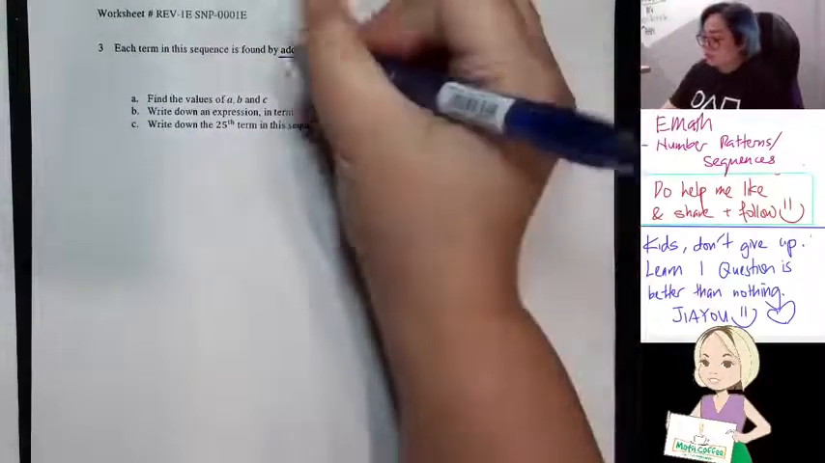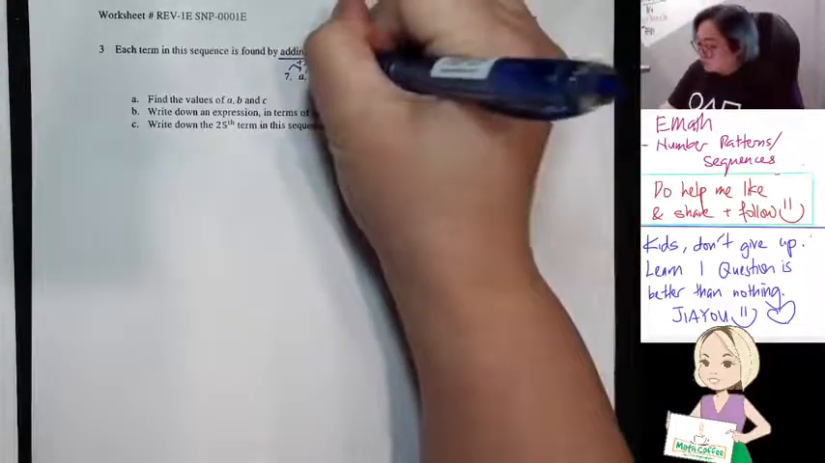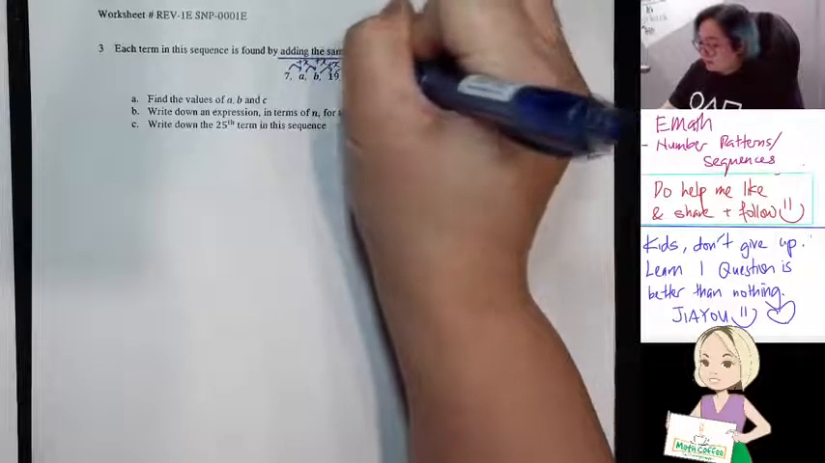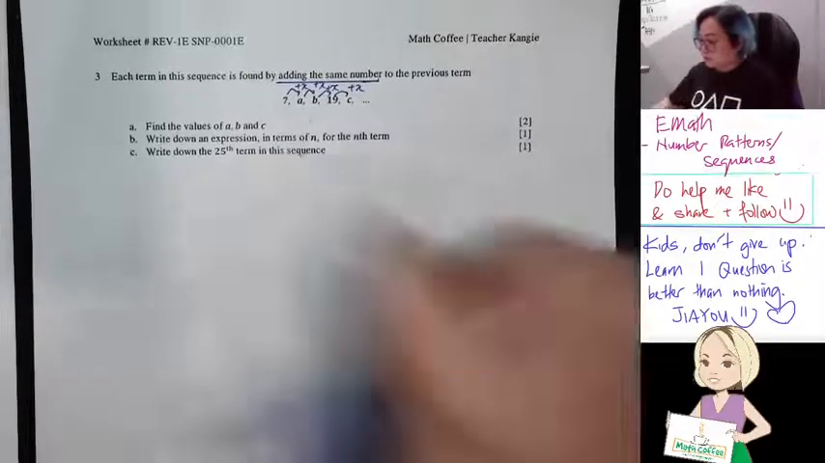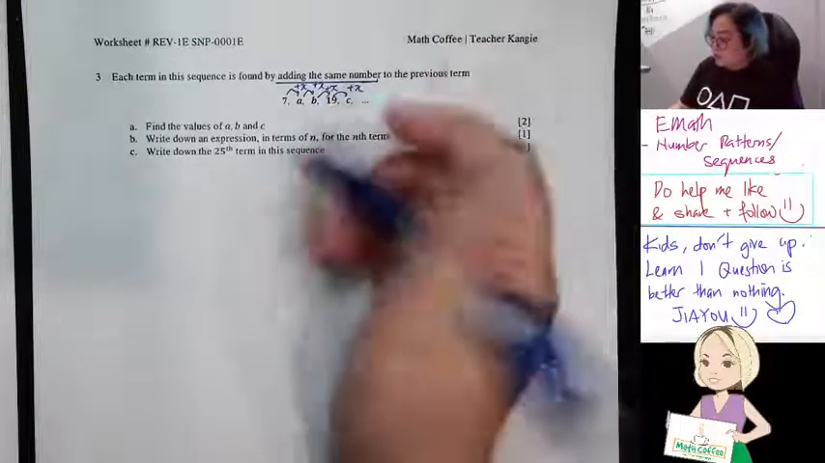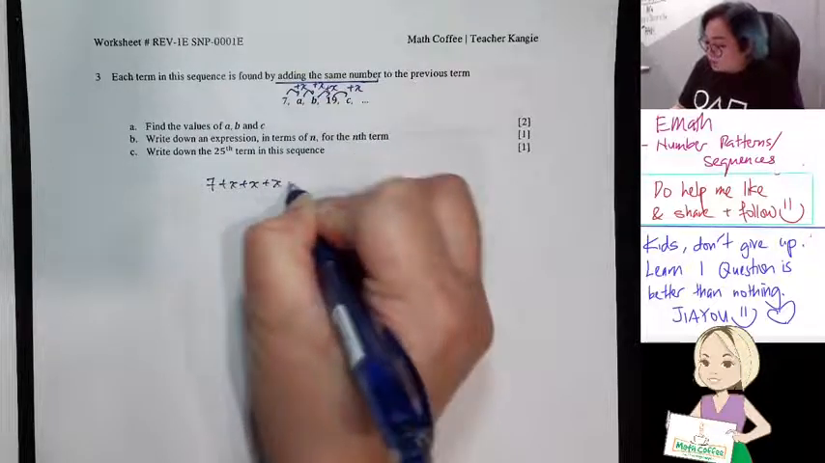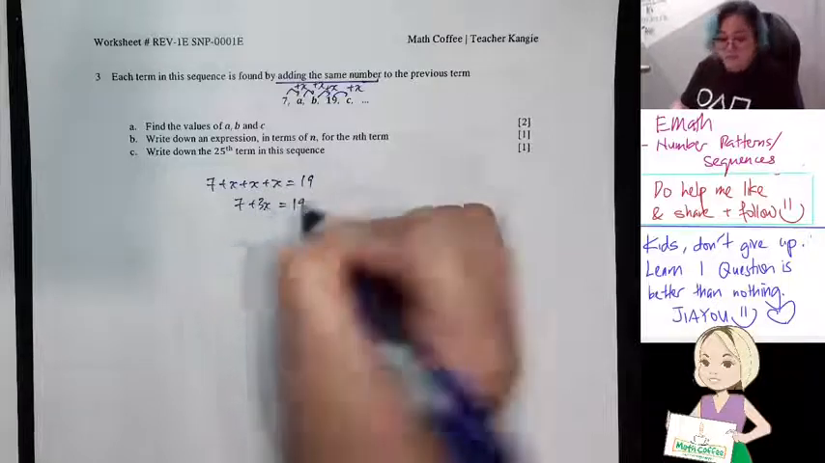So what I'm going to do is, I will say this is plus x, which I don't know what it is. This one also plus x, this one also plus x, correct? Because it's the same number. So the trick is, 7 plus x, plus x, plus x becomes 19. So do you agree that 7 plus x plus x plus x is equals to 19? Means 7 plus 3x is equals to 19. Agree?